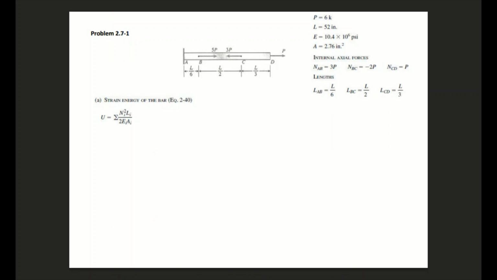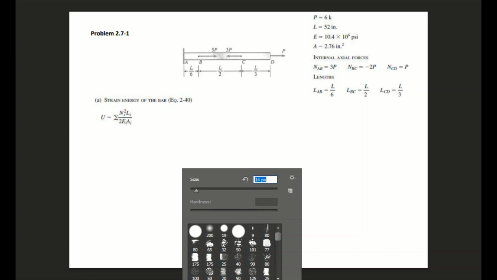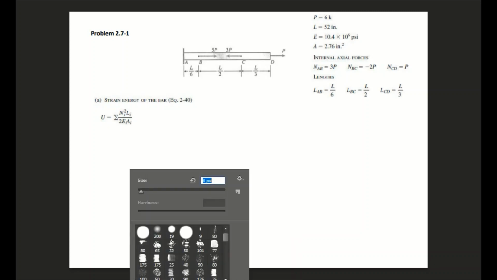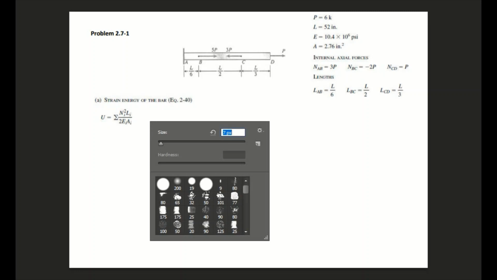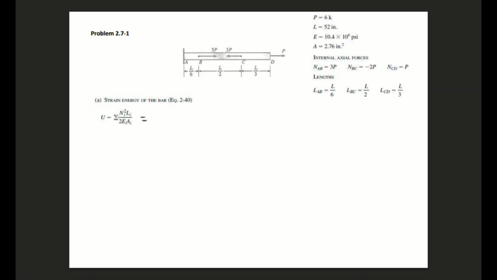Okay, so the first problem, 2.7-1, we are asked to find the strain energy of the bar. Starting out with the strain energy, we have the general equation from the book. I'm just going to simplify that a little bit more. Strain energy is P squared L over 2EA. That's just another equation they have in the book, P being force, which is what they have right here.